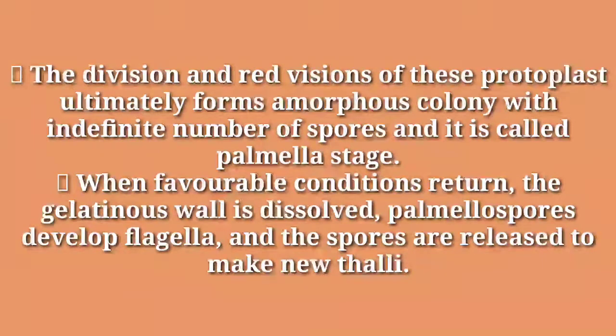The division and redivisions of these protoplasts ultimately form an amorphous colony with indefinite number of spores and it is called palmelloid stage. When favorable conditions return, the gelatinous wall is dissolved, palmelospores develop flagella, and the spores are released to make new thalli.